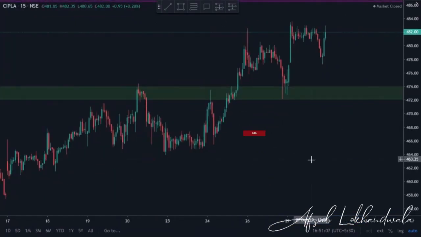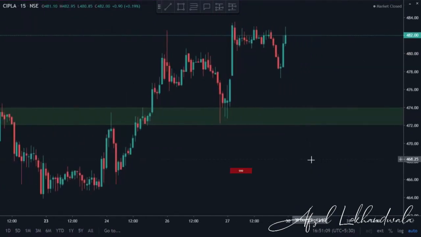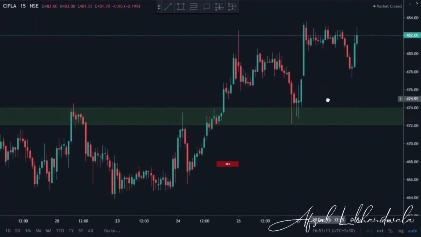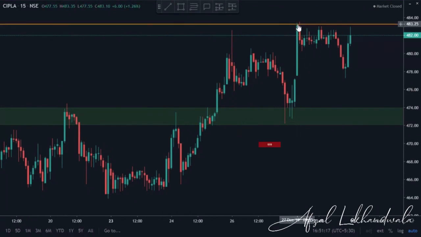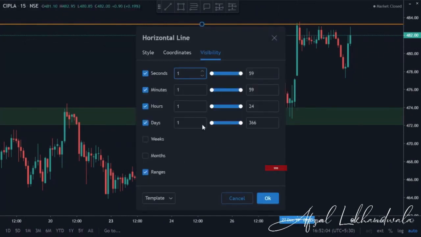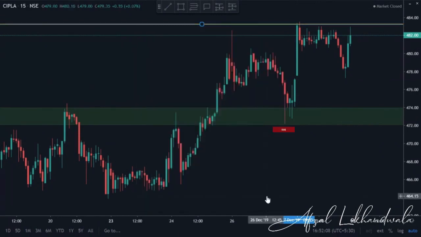Can we see any other areas, fresh areas from the 15 minutes? The highest point, we can note this down. Alt plus H. Now this is the 15 minutes time frame. Need to switch the template to the 15 minute. The color will be light green. Do we see any other areas?